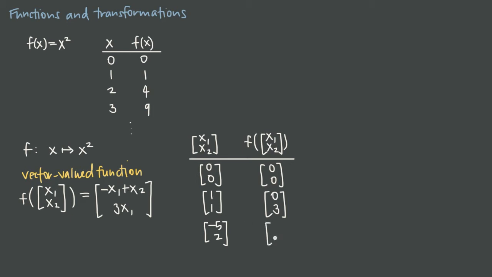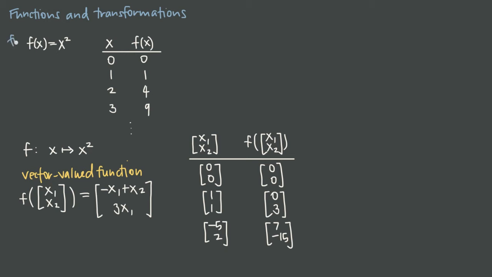So here my output will be 7, and I get 3 times a negative 5, negative 15. So my output is 7, negative 15. So you can really see how we're doing the same thing here, whether we have inputs and outputs of vectors or inputs and outputs of real numbers. It's still a similar kind of mapping.